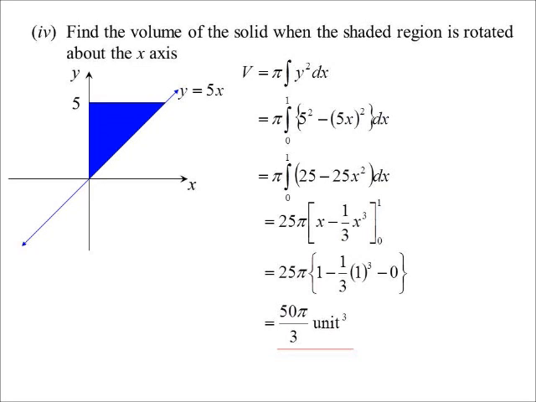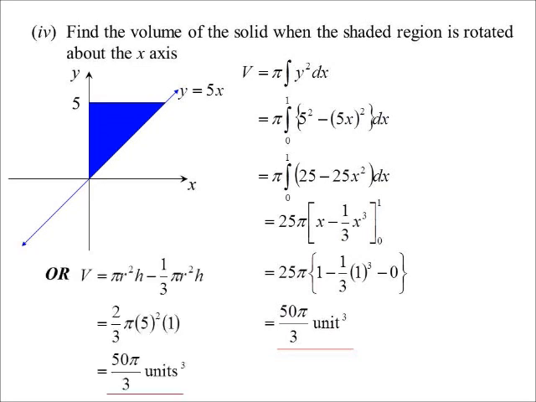But of course, that would not be the best way of doing it. Because just like I said with area, when we've got a formula that does the job, it's quicker to do that. What we're basically talking about here, if I rotate that horizontal line, I'm going to get a cylinder. If I rotate this angled line, I get a cone. So it's pi r squared h minus a third pi r squared h. 2/3 pi r squared h. The radius is 5. The height is 1. There's our answer, 50 pi on 3.